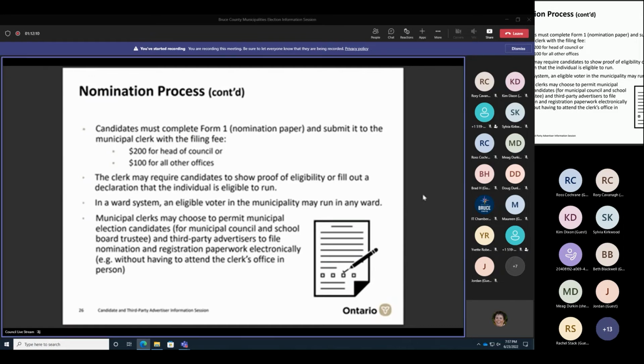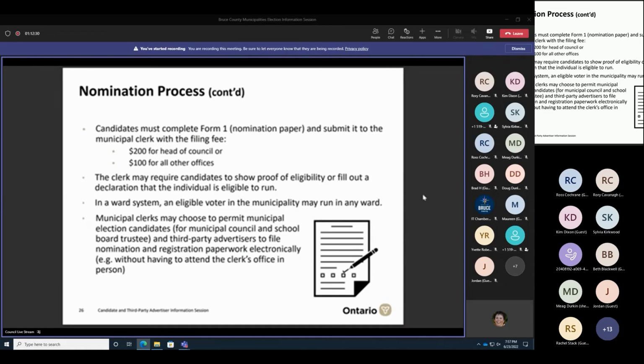So the clerk can ask you to show identification and fill out an additional form to prove that you are eligible to run for that particular office. The nomination form must have an original signature. If your nomination is not certified by the clerk, your name will not appear on the ballot.